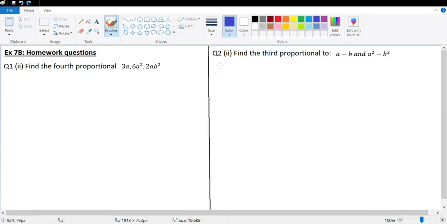Hi guys, let's look at the homework questions of exercise 7b. But before we start, let's quickly revise what we've done in this exercise.